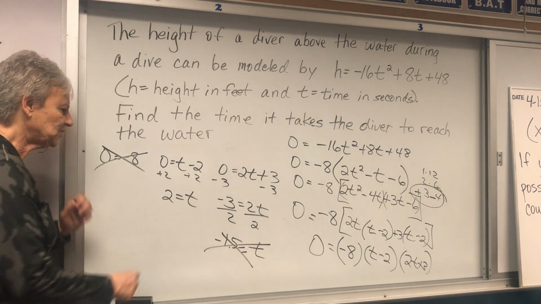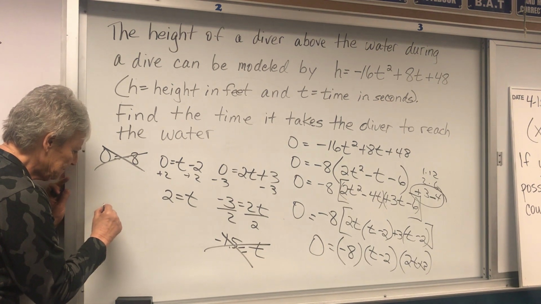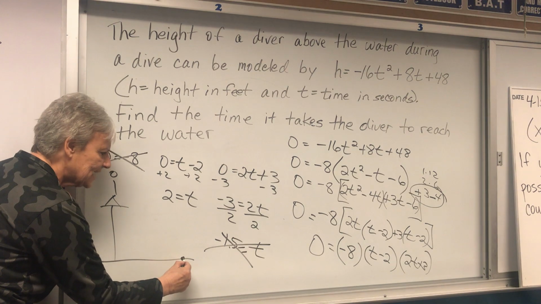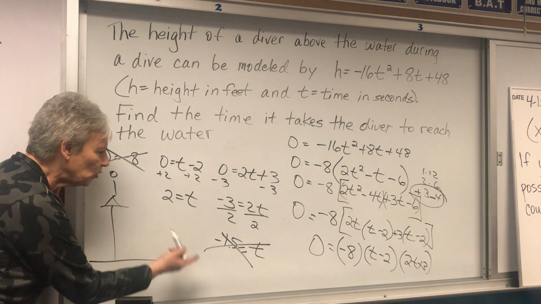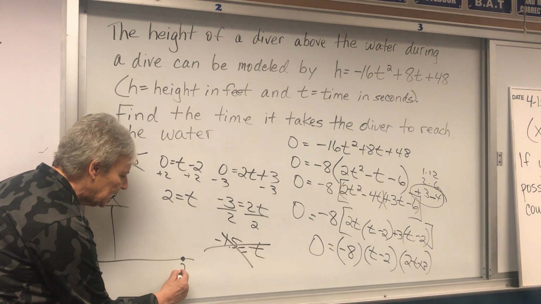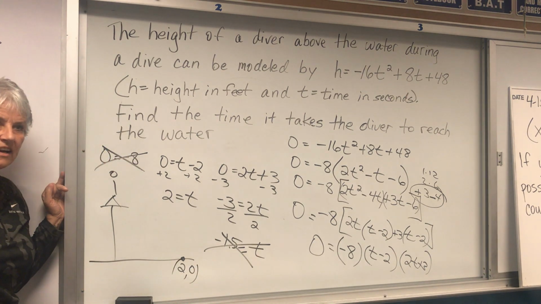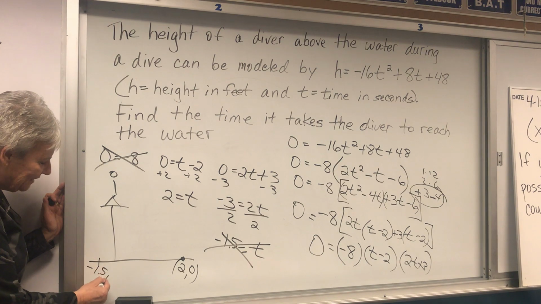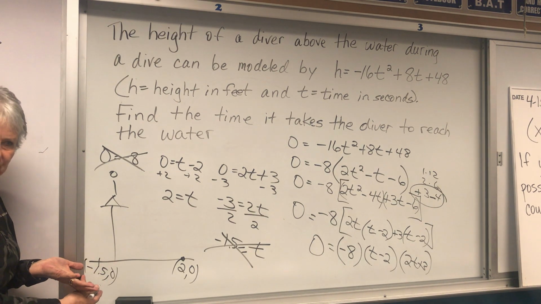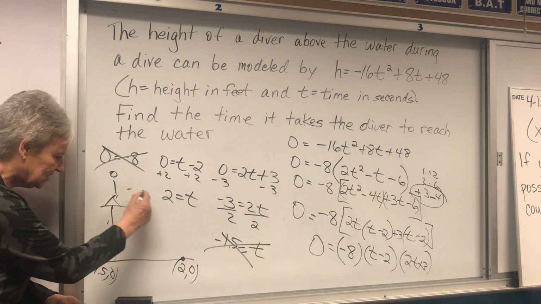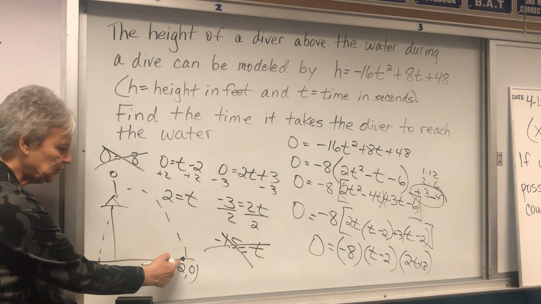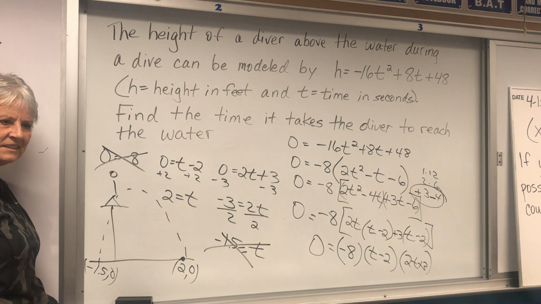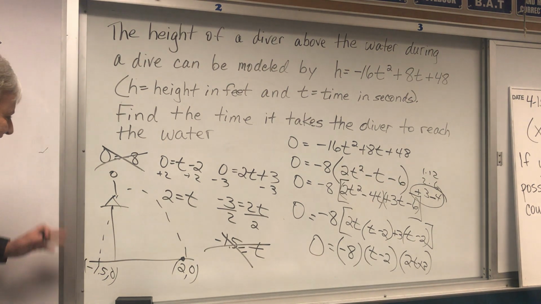So that means the diver standing up here is going to land in the pool right there. The other part is over here, -1.5. That's not going to have any meaning. Here's his dive. 2 seconds to land in the pool.